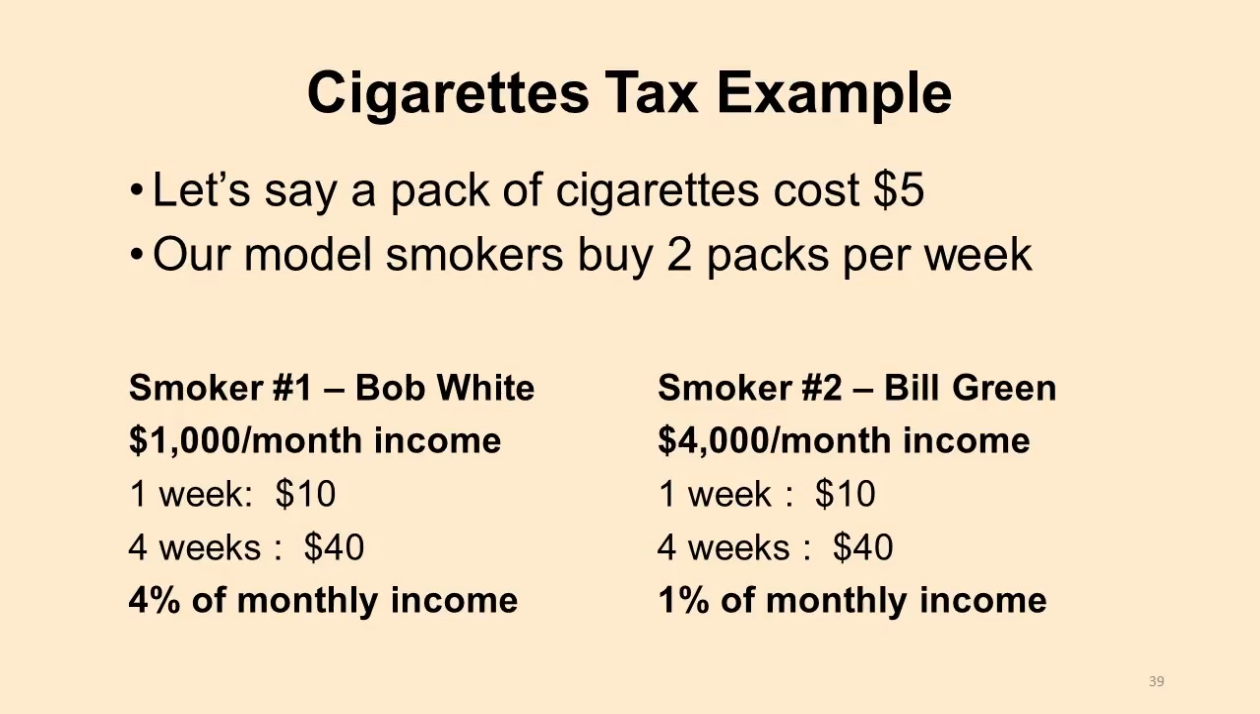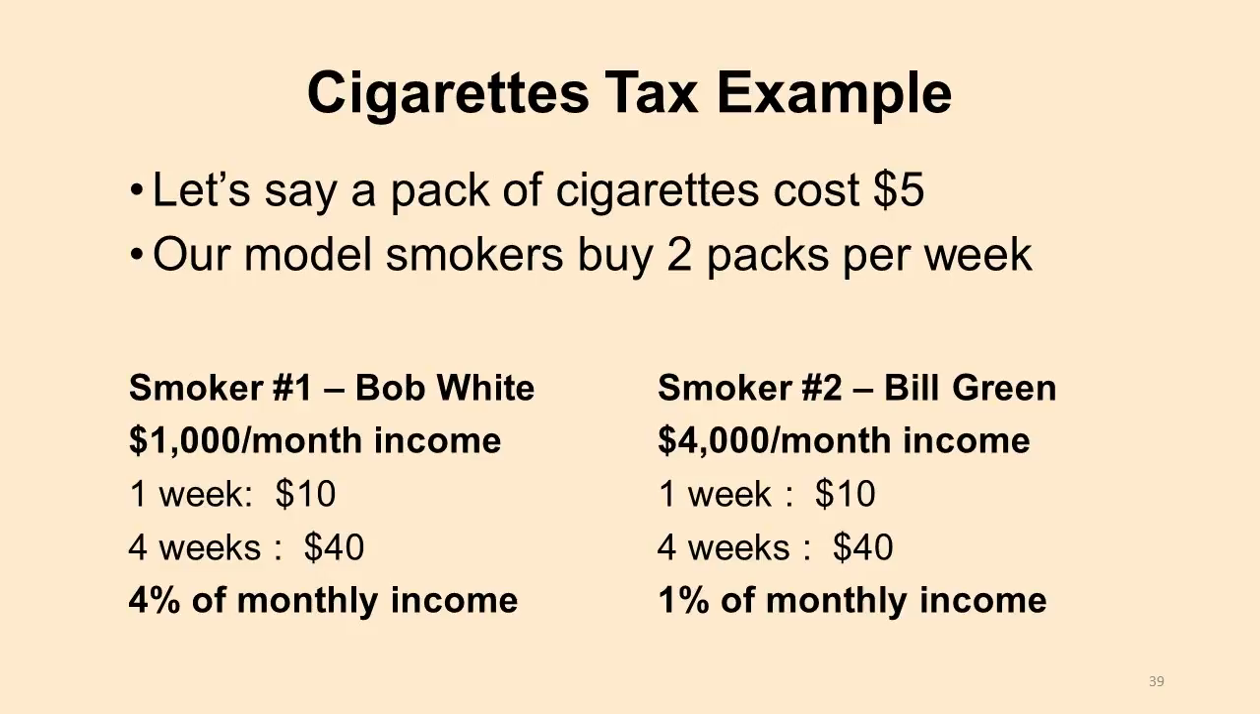Let's take a look at cigarettes and cigarette taxes. Just to make our math easy, let's say a package of cigarettes costs $5. And the smoker that we're thinking about buys 2 packs of cigarettes each week. Smoker number 1 is Bob White. He's a working class man. He's actually a little bit low on the income level. He makes $1,000 per month. 2 packs in a week is $10 a week. If there's 4 weeks in a month, he's paying $40 for cigarettes. That's 4% of his monthly income.